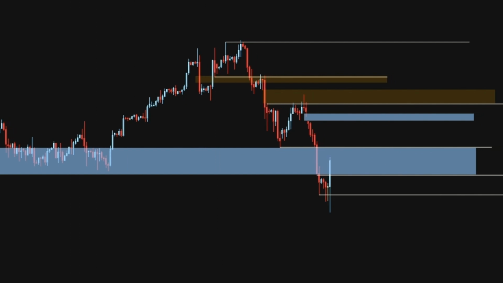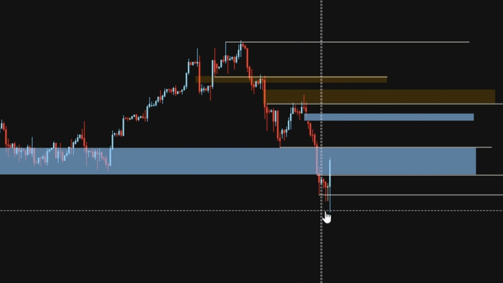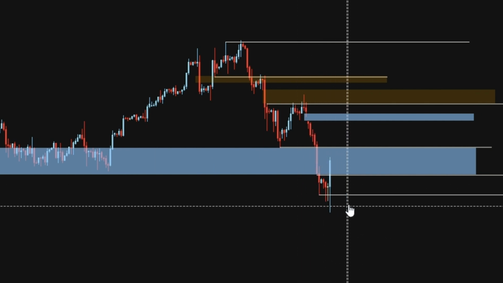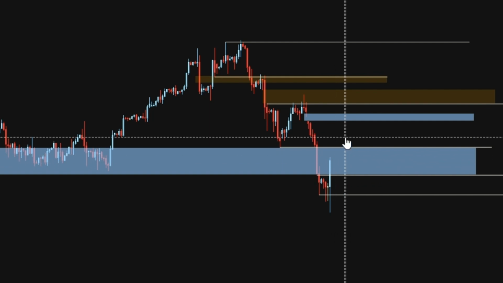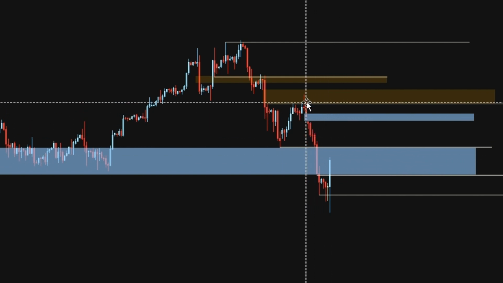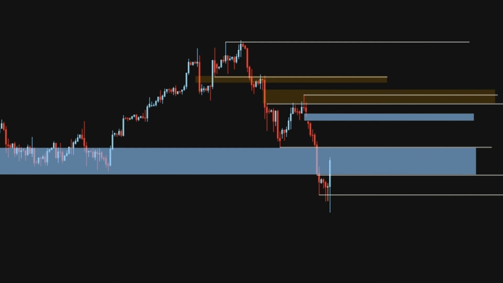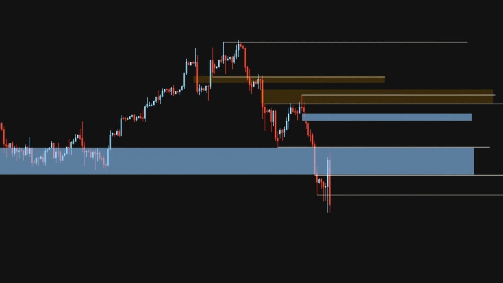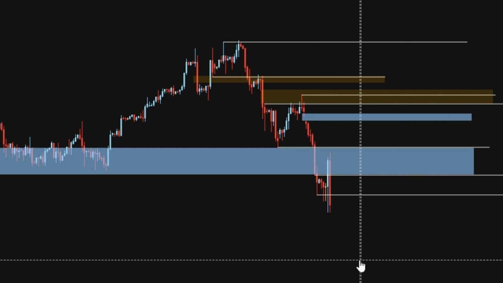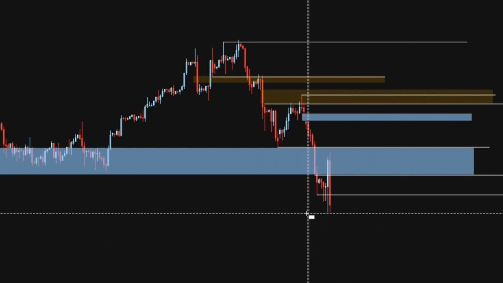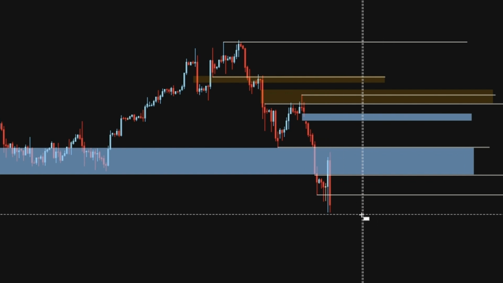So we're looking for displacement. See, we did not displace below this area. So maybe we're going to move up and test this volume imbalance. Maybe this high, maybe this fair value gap. I don't know, we shall see. Right again. Follow through. Right where I said that we're going to test the high.